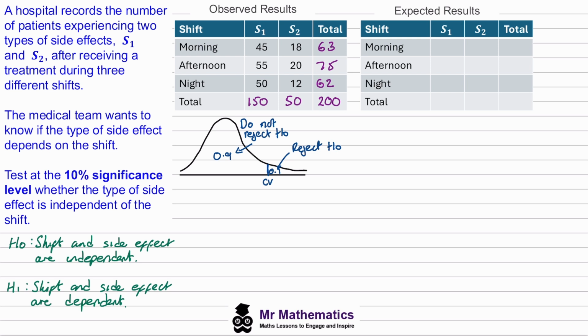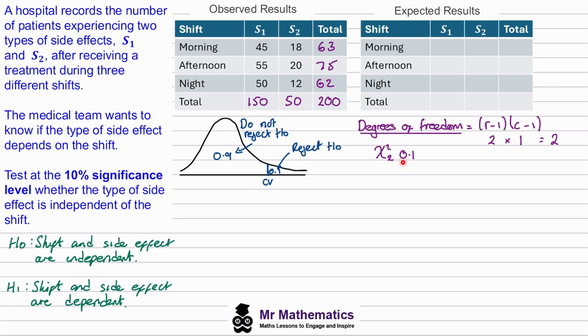So the next thing we need to do is to find our critical value. And to do this, we need the degrees of freedom. To work this out, we subtract 1 from the number of rows and we multiply this by the number of columns take away 1. So you can see we have 3 rows, so we'll have 3 take away 1, which will give us 2. And then we'll multiply it by the number of columns, and there are 2 columns, so we'll have 2 take away 1. This will give us 2 degrees of freedom. So our chi-squared test has 2 degrees of freedom and a significance level of 0.1.